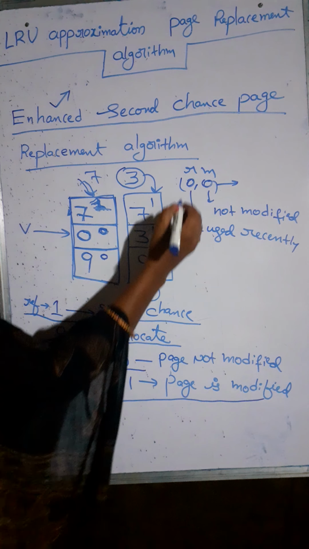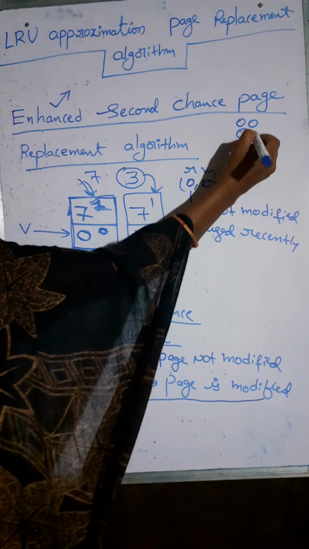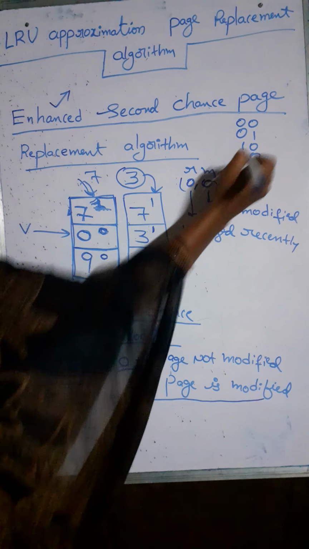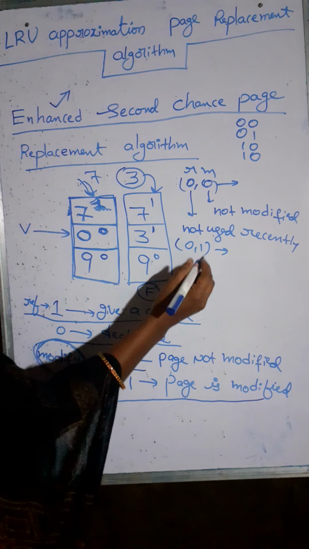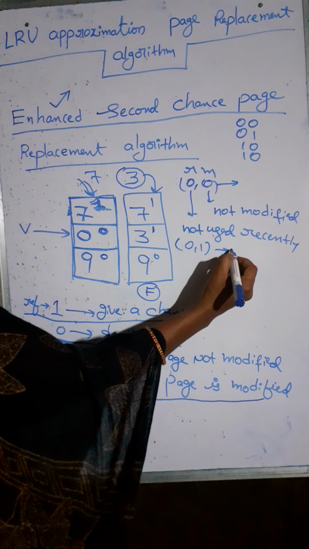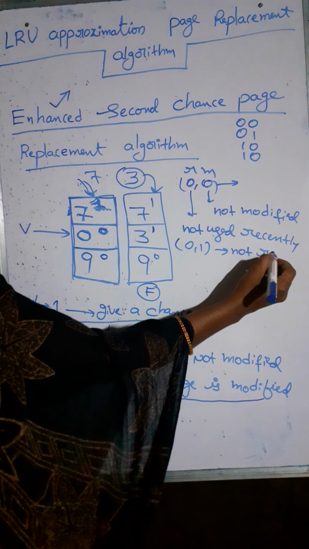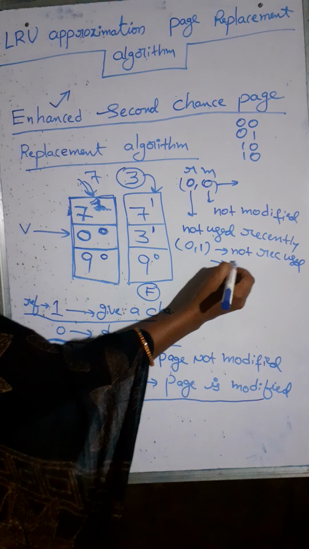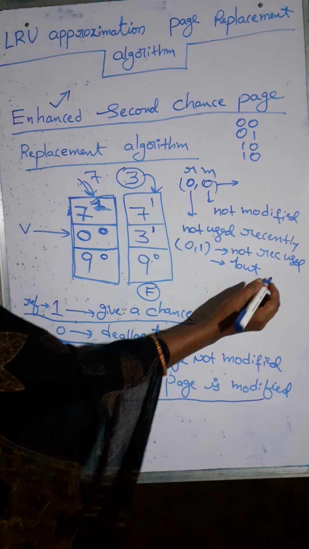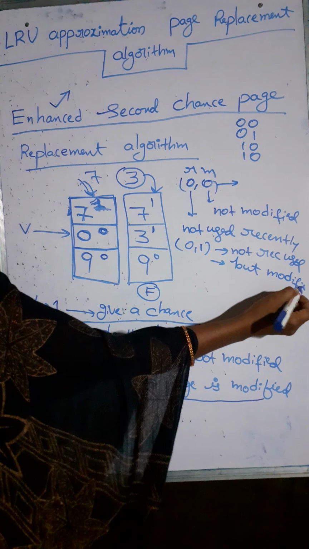With the 2 bits, how many pairs can we form? 0, 0, 0, 1, 1, 0, 1, 1, right? So the next pair is 0, 1. 0, 1 means not recently used, but the particular page is modified. This is the meaning.